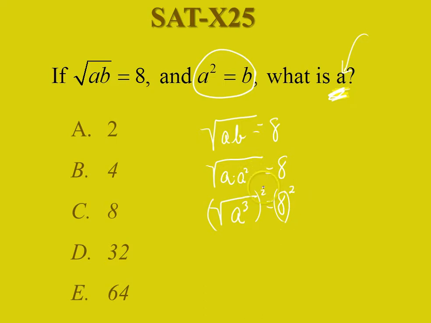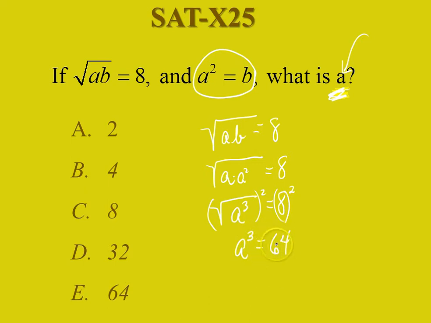What that does on the left, when you square a square root, they cancel each other out. A square negates the square root symbol. So all you're left with on the left-hand side is A cubed. On the right-hand side, 8 squared is 64.